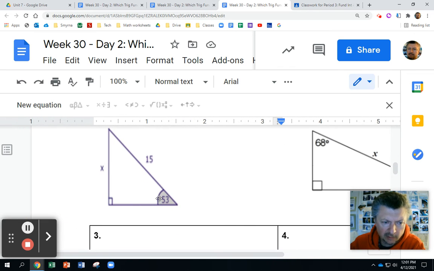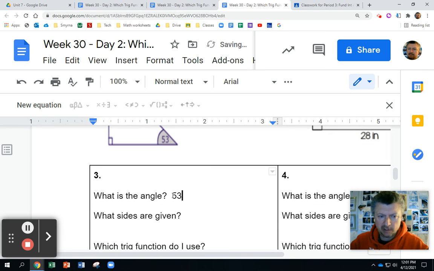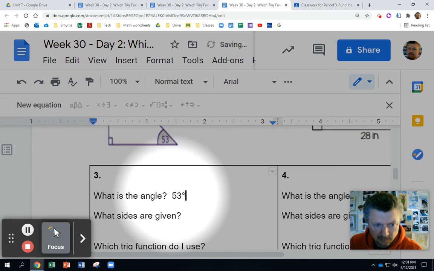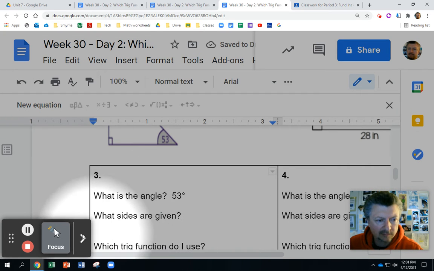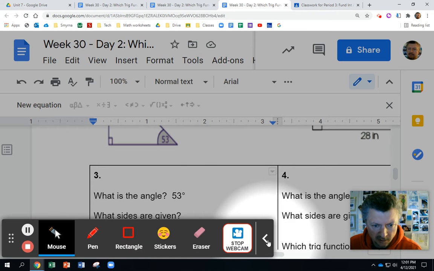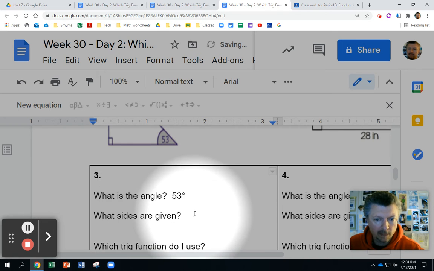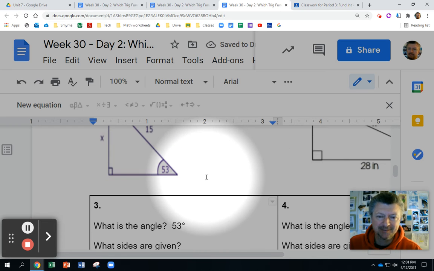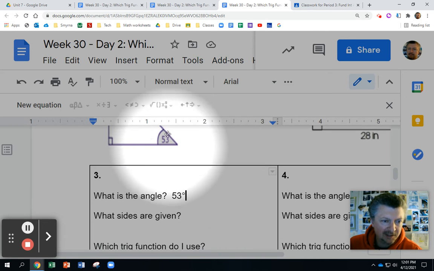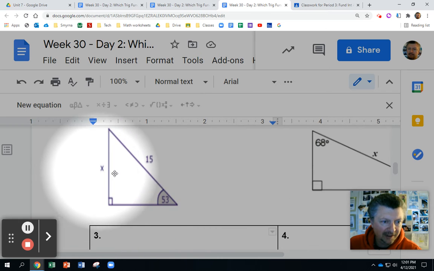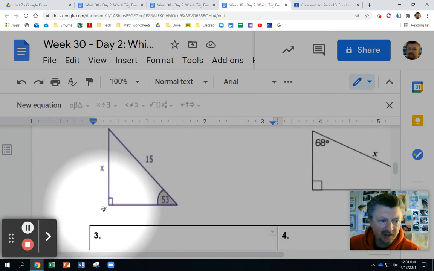Now this one, for the angle, actually has a measurement in there, 53. So what is the angle? It's 53, or 53 degrees. You don't have to put degrees in there, but there is a shortcut, if I can remember it. I think it's Alt 0176. I don't know why I have to do all that to get the degree in there. Okay, so there's the angle, 53. What sides are given? We have x and 15. As you can see, 15 is across from the right angle.